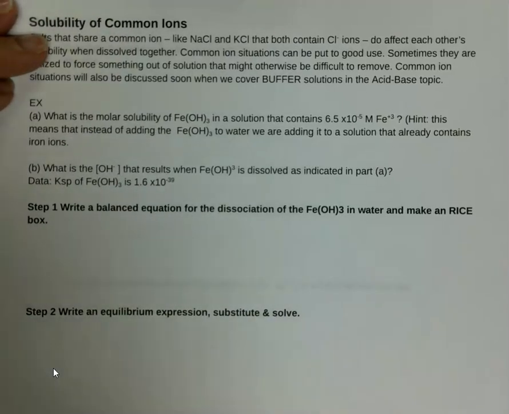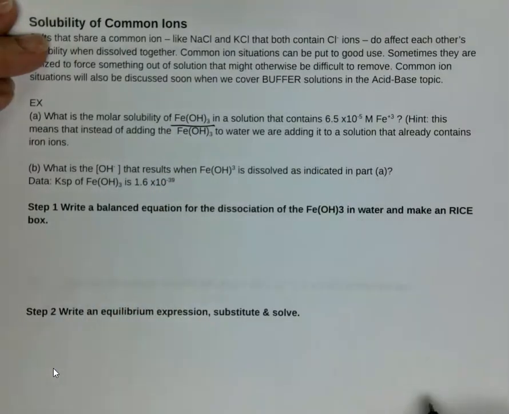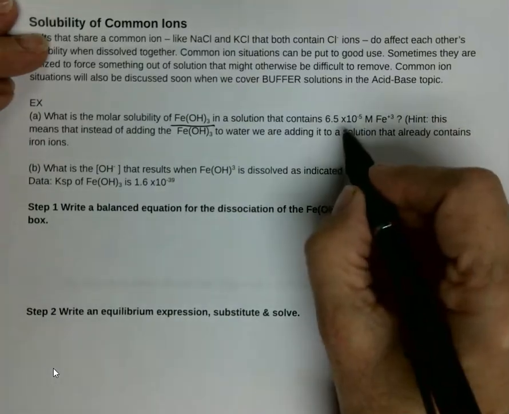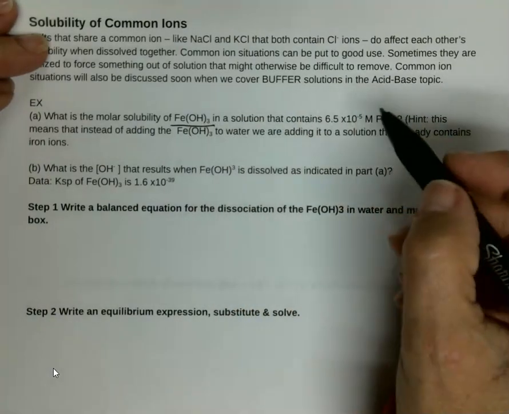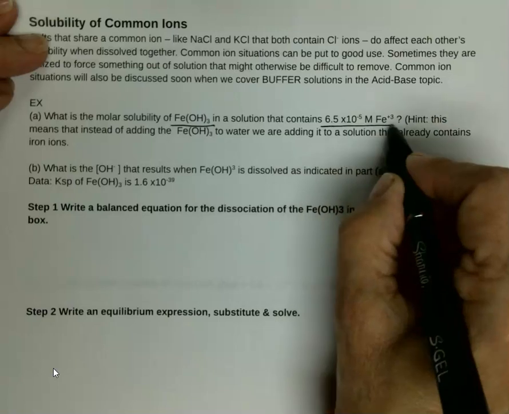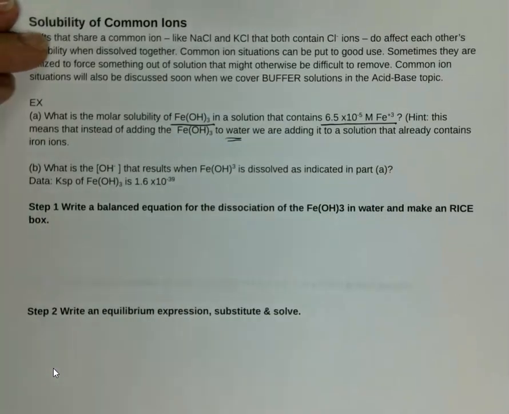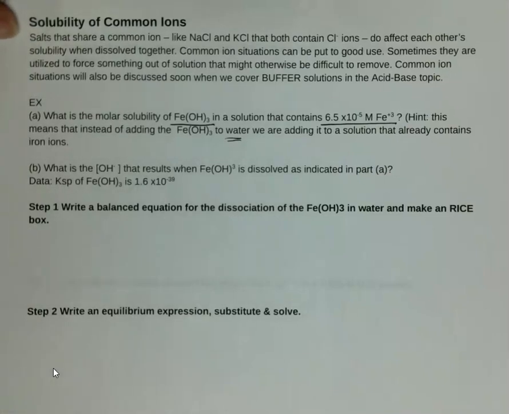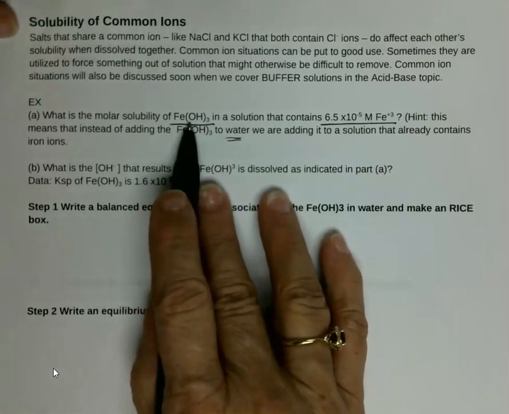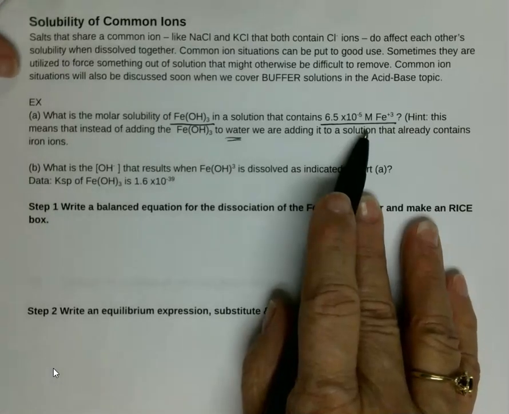So on this one, here's what we're doing. We're taking an iron hydroxide solid, if you want to think of it, and we're going to put it into a solution that already contains some iron in it. So it's no longer water. It's not water, okay? So we want to determine the molarity after we've dissolved this iron hydroxide in this iron solution. What's going to be the molarity of it?